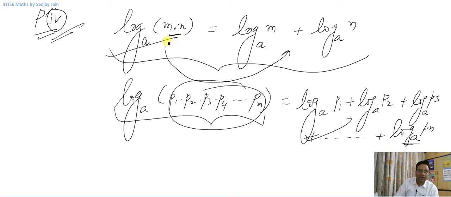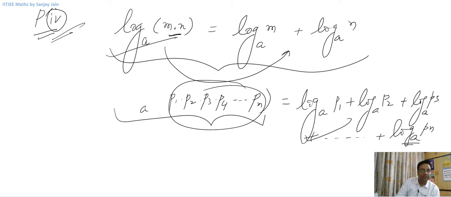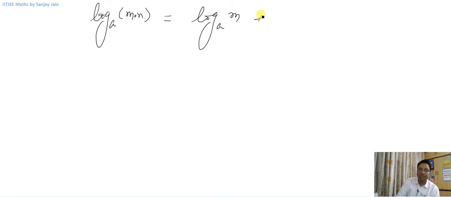Alright, so how to prove it or how to think about this property? Let us see. Let us clear the board first. Okay, so the property was log m into n to the base a is equal to log m to the base a plus log n to the base a. So I am going to prove it by taking this expression as x and considering this as y.